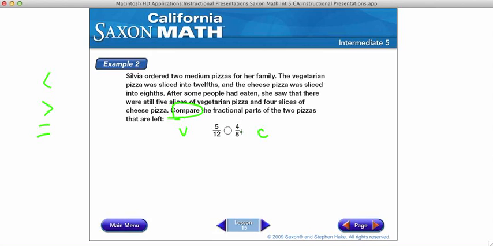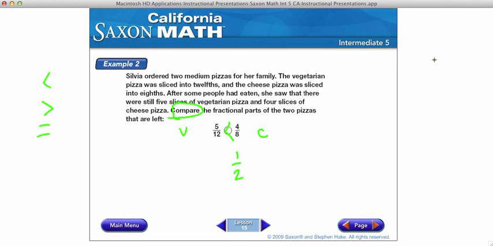I see right away that 4/8 is half of the pie. So this is the same as a half. However, half of 12 is 6, but I only have 5 slices left. So this 5/12 is going to be less than half. Okay, so this isn't going to be a half. This is less than half. So if I have less than half and half, 5/12 is less than 4/8.